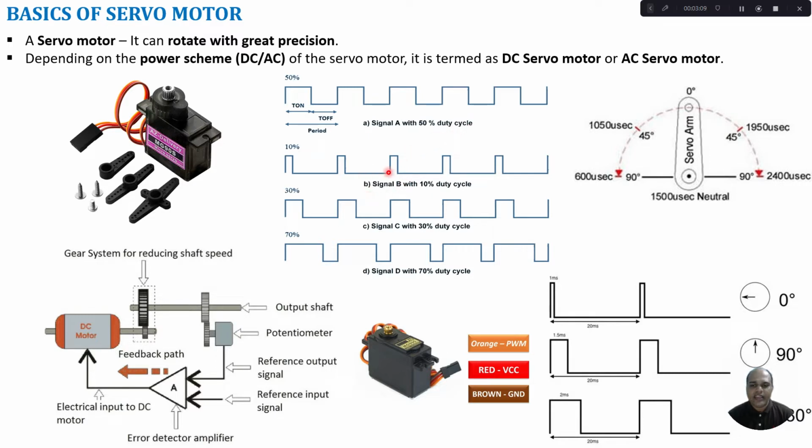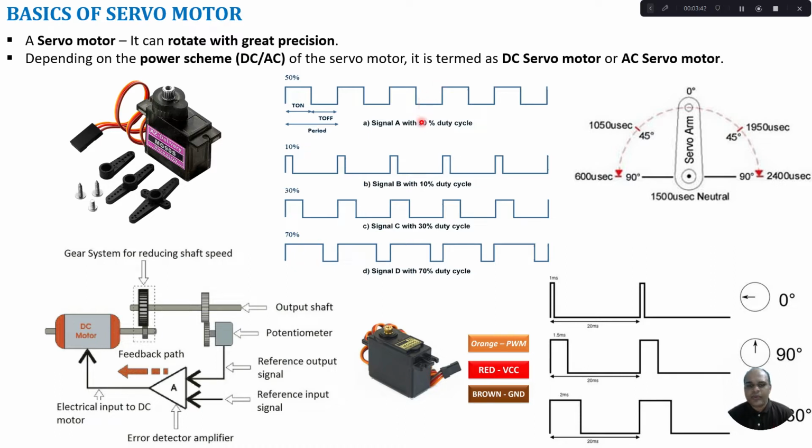In the second case, signal B, you can see for only 10% of the total time period we have on time, and the remaining 90% we have off time. So signal B is with 10% duty cycle. In the third case, signal C, 30% on time, 70% off time. Signal D with 70% on time and 30% off time. So by producing the PWM signal, I can vary the shaft. We have servo motors which work with different on times of a pulse.